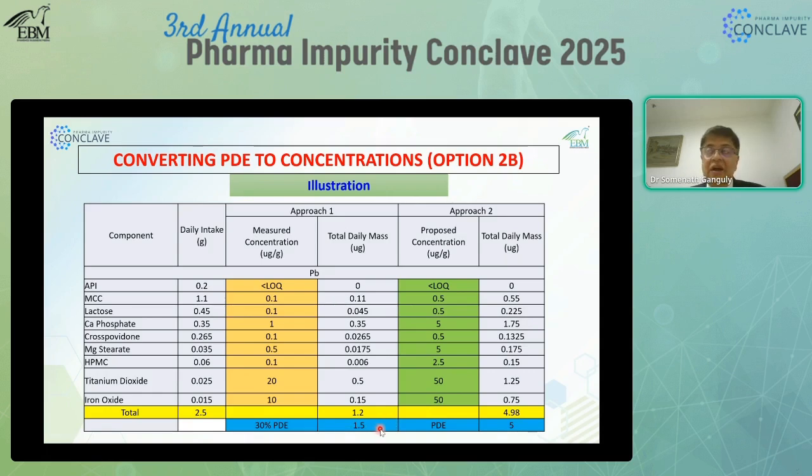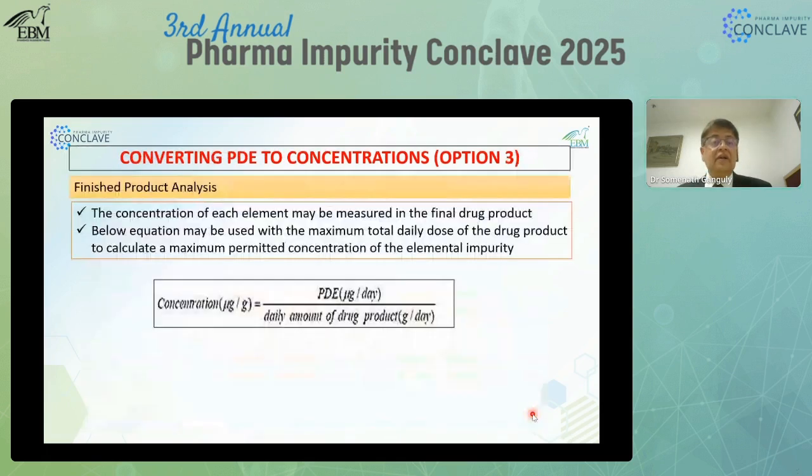So once again, to summarize, option 1 is your PD divided by 10. Option 2A, PD divided by the actual maximum daily dose. Option 2B, you have to calculate each excipient with each excipient's and API's maximum daily dose and sum up. And if it is less than 30% PD, your job is over. No need to test it regularly. If it is more than that, then you can use this type of permutation combinations. This is a lot of permutation combinations you can do. And if you are qualifying, in that case, you have to put it on specification.